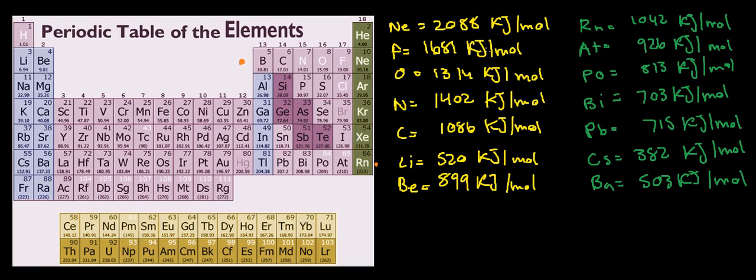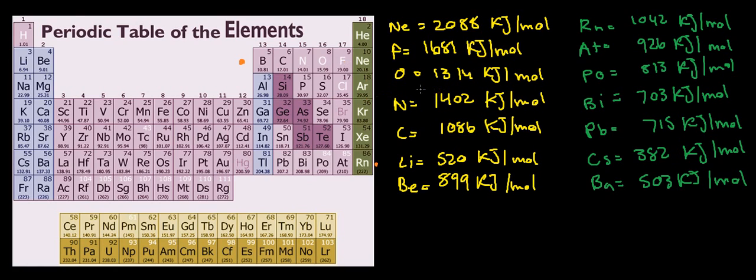So let's begin by going from the right side of the periodic table to the left. And I'm going to start with the right side of this second row, and I'm going to begin with neon. Neon is a noble gas. It has an octet, so it has the most stable electron configuration. If I want to remove an electron, its ionization energy is 2,088 kilojoules per mole. If I go to its left, fluorine has 1,681 kilojoules per mole.